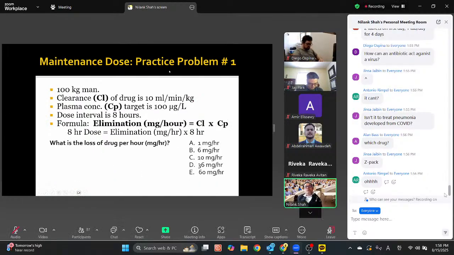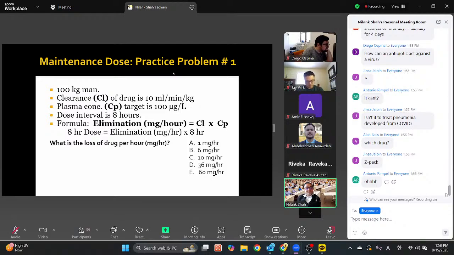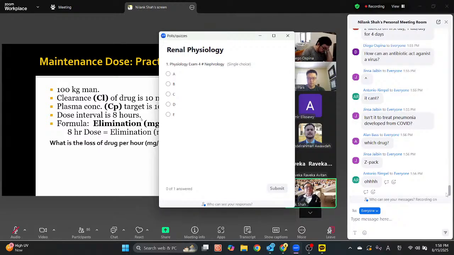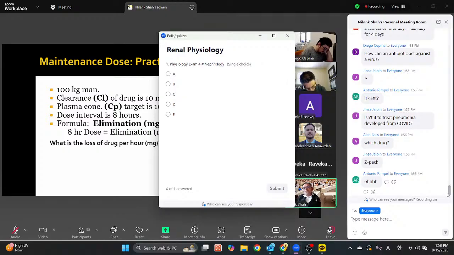This is a very interesting question. It is a little hard, and requires unit conversion and intensive calculations. I'll start the poll now, and you can start. I'll give you more time for this calculation.